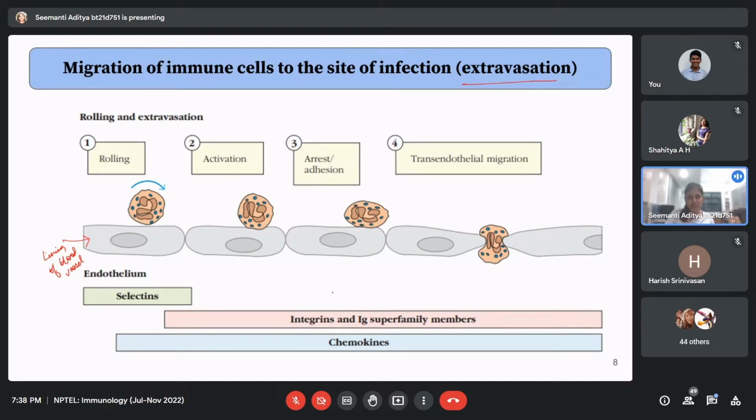Suppose there is a site of infection over here. All these steps will allow the neutrophils, macrophages, and dendritic cells to squeeze through the endothelial cells and reach the site of infection. The first step, rolling, is mediated by certain cell adhesion molecules, or CAMs.